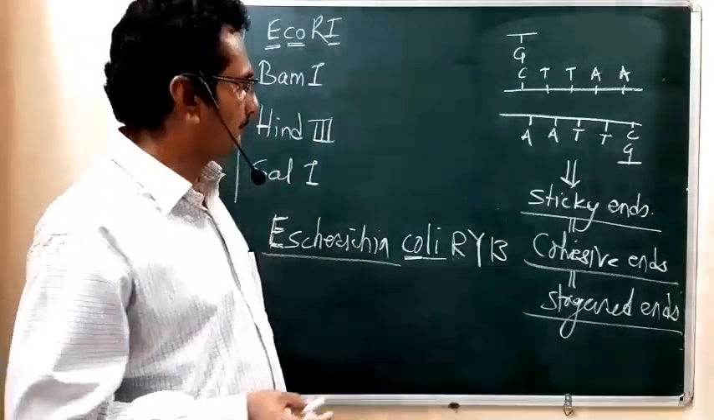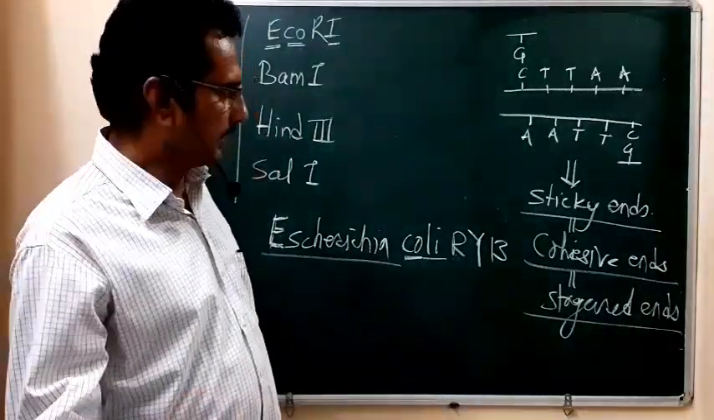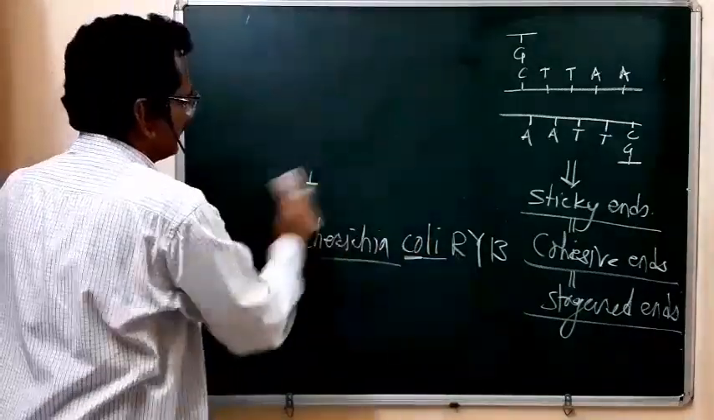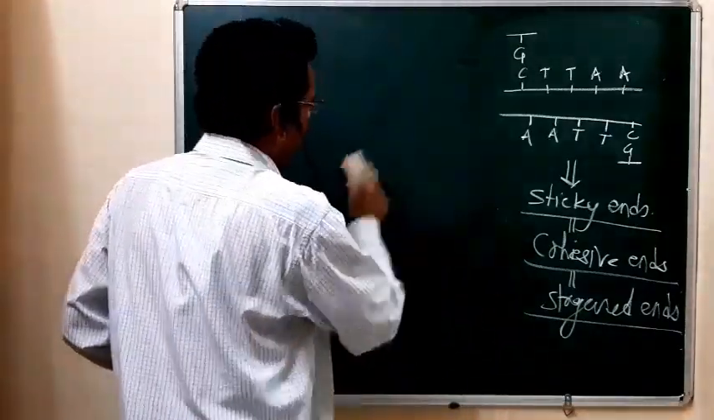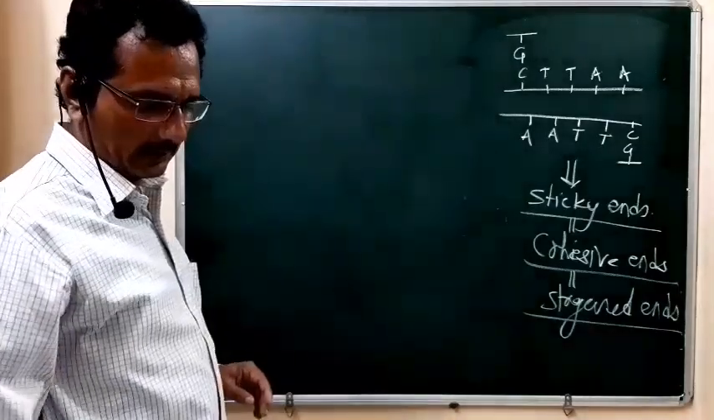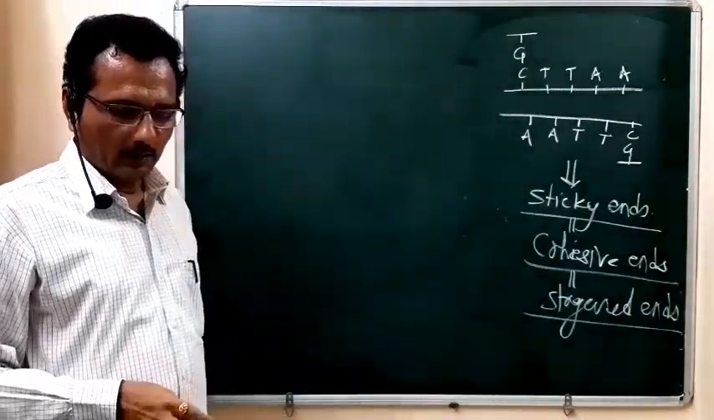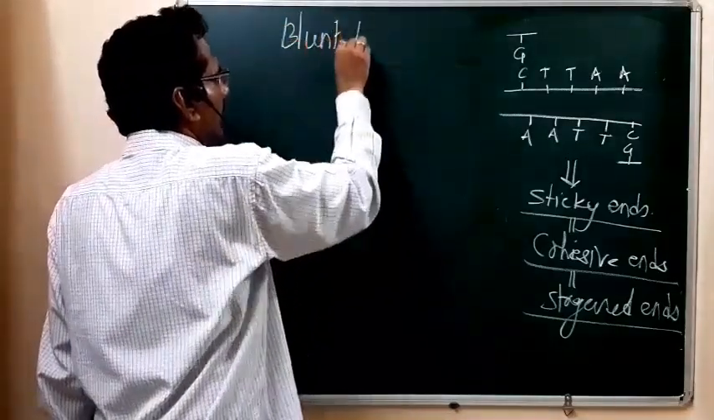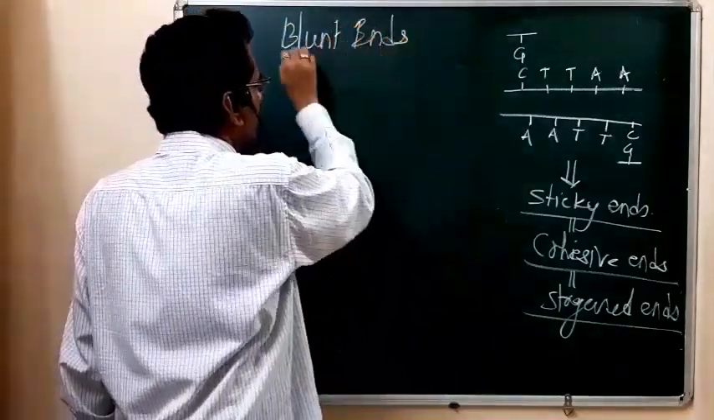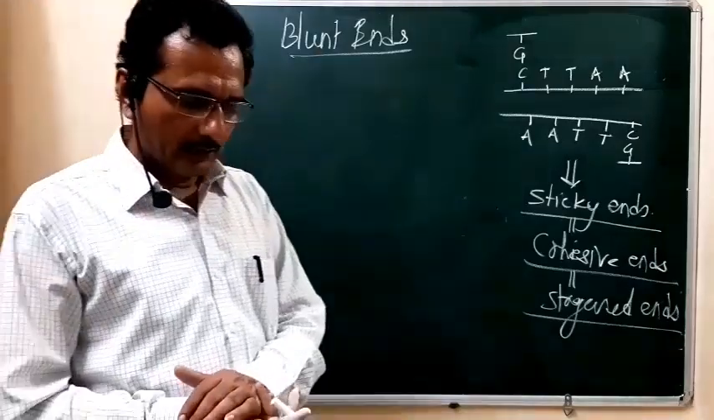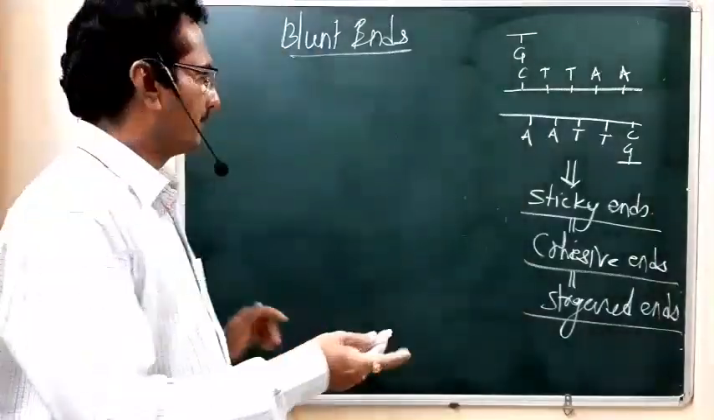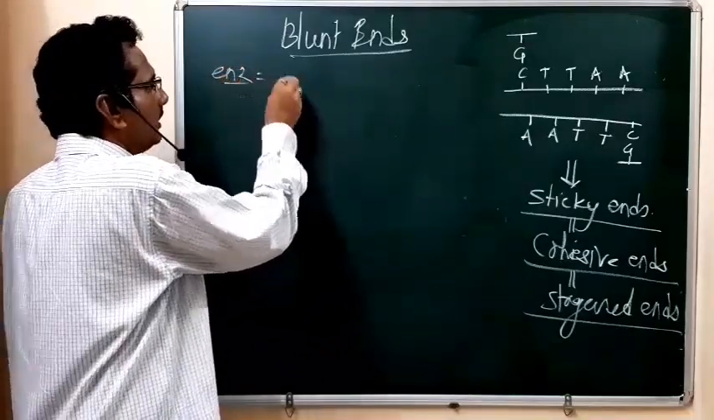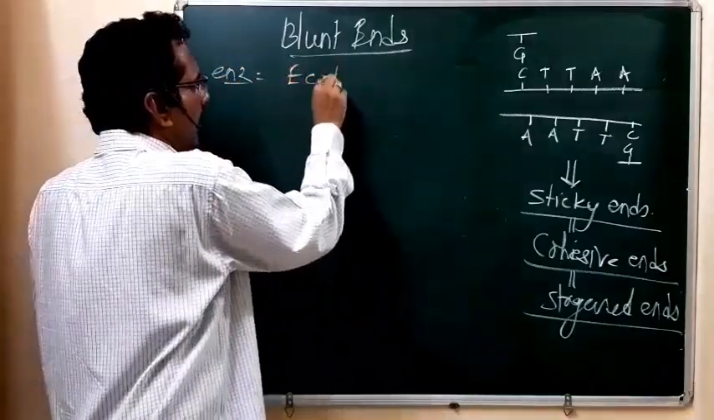Then another enzyme forms the blunt end. So this is the sticky end, and another enzyme forms the blunt end. So how do they form the blunt end? Blunt ends. I want to give the example of the EcoRV enzyme, enzymes like EcoRV.